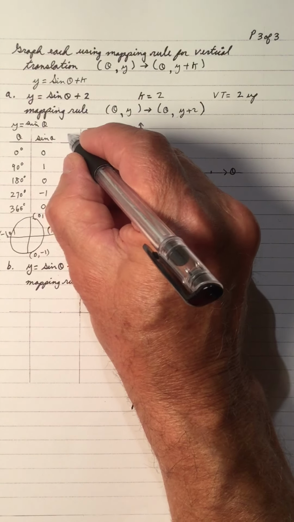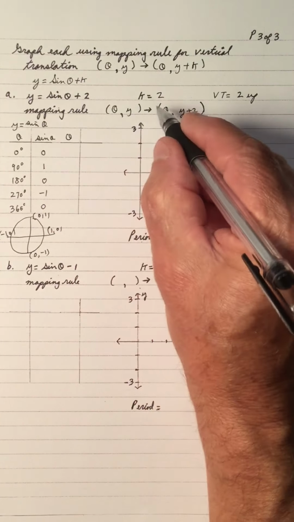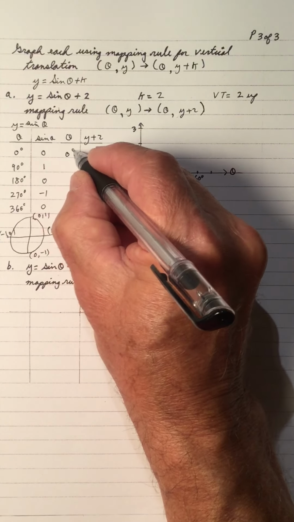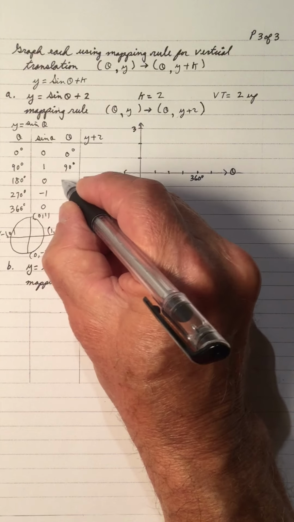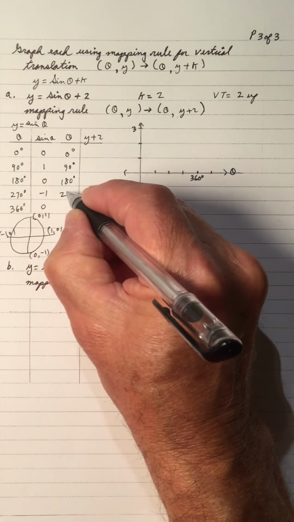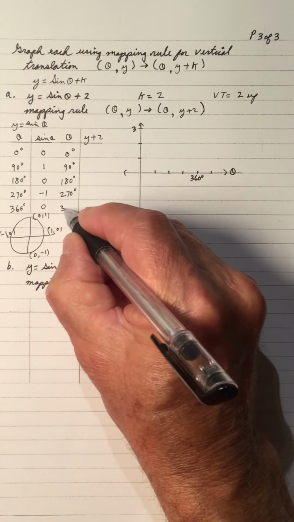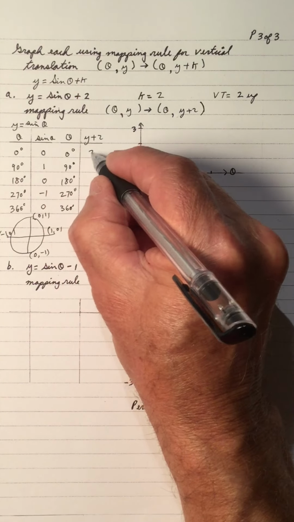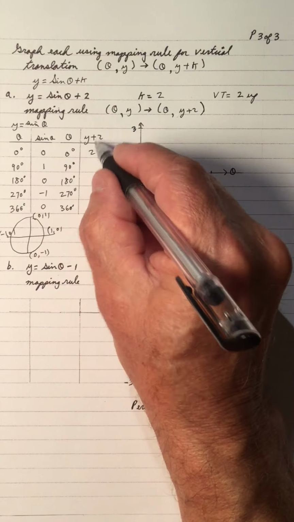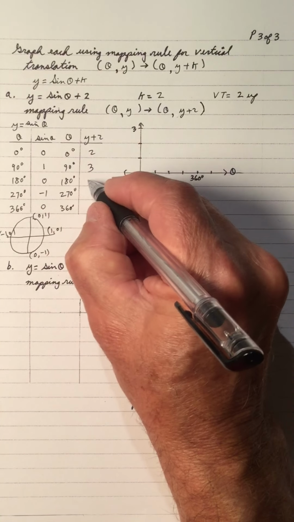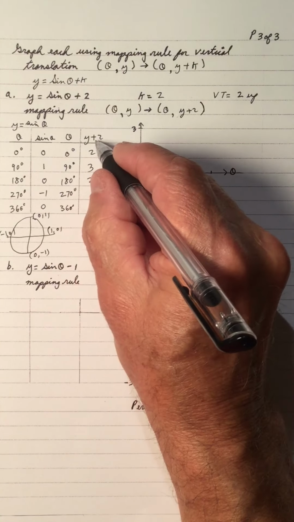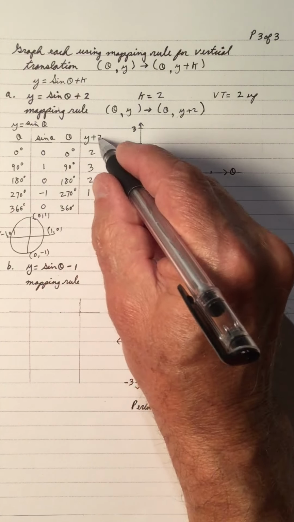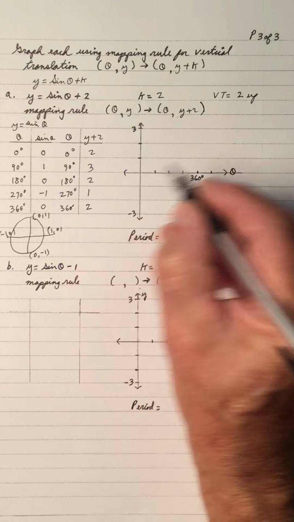And so we have theta is not changing, and in the mapping rule, we're adding 2 to the y. So let's do all the degrees first. The degrees are not changing. So we didn't change the degrees, but we're adding 2. 0 plus 2 is 2, and 1 plus 2 is 3. 0 plus 2 is 2. -1 plus 2 is 1, and 0 plus 2 is 2.